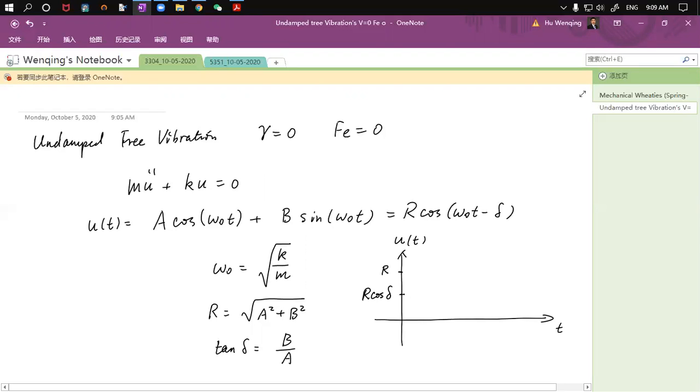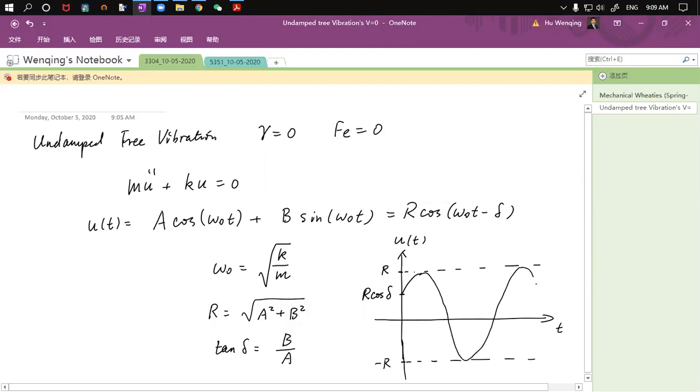You're going to start from here, and then the cosine function continues, where r is the largest positive amplitude, and minus r is the largest negative amplitude. So it's going to oscillate in between positive and negative r. Okay, so that's going to be your motion, and you can see that the motion is periodic.